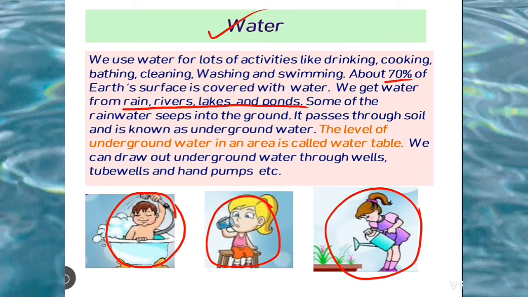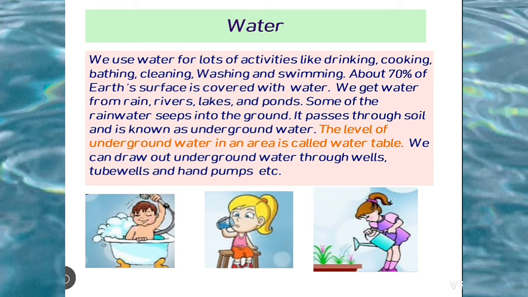Now, let's see what is water table. You might have seen that when it rains, some of the rainwater seeps into the ground and passes through the soil. And this water, which is under the ground, is known as underground water. And the level of this underground water in an area is called the water table.